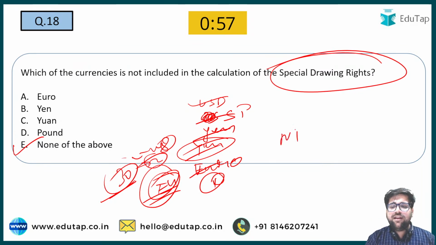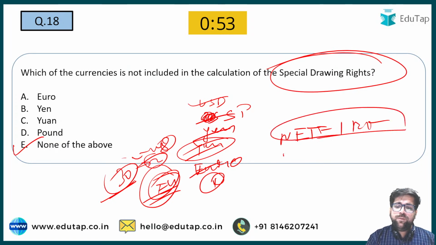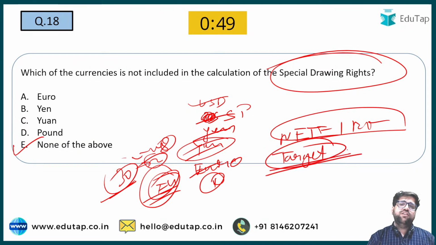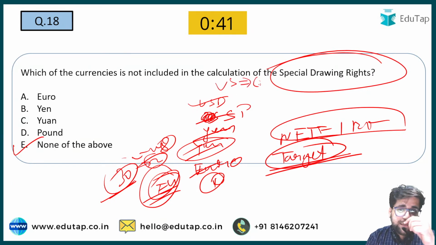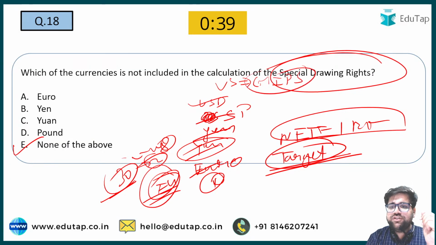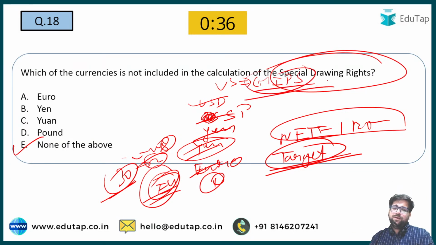Like we have NEFT, RTGS and all, in Europe there is a system known as TARGET. In the US, they have a system known as CHIPS, I think. Yes, CHIPS is used in the US. So just read about the different international banking concepts. In the UK, if I'm not wrong, there is CHAPS.